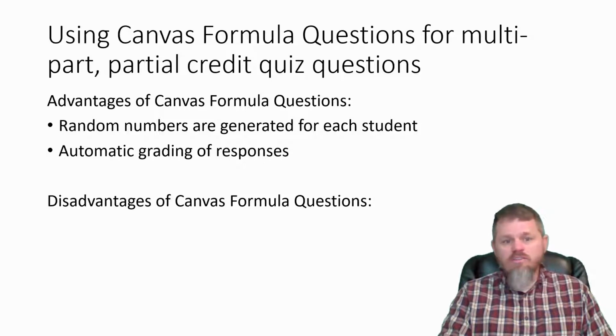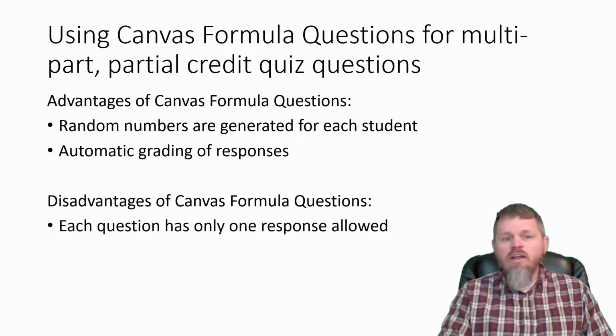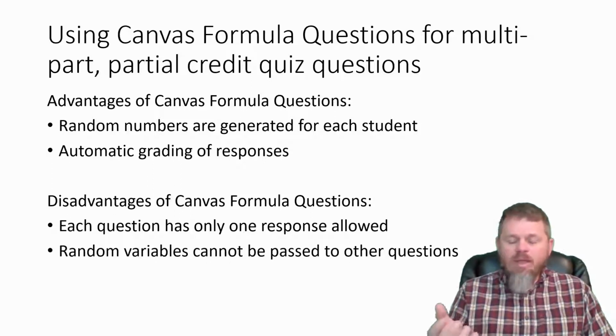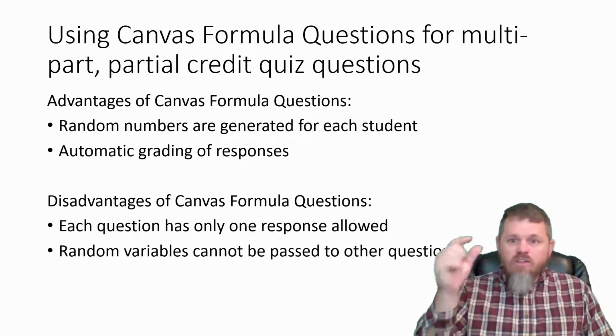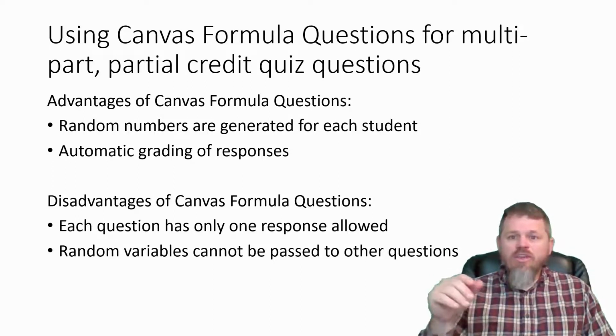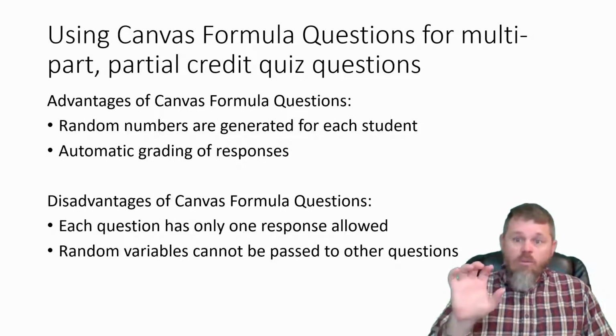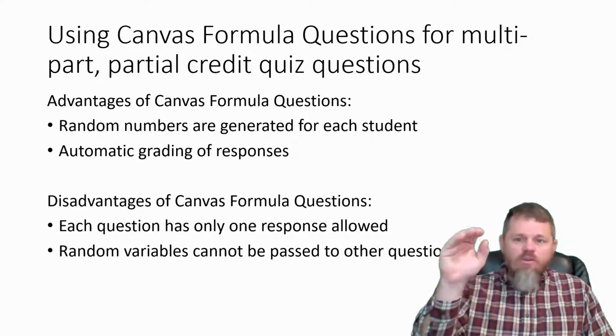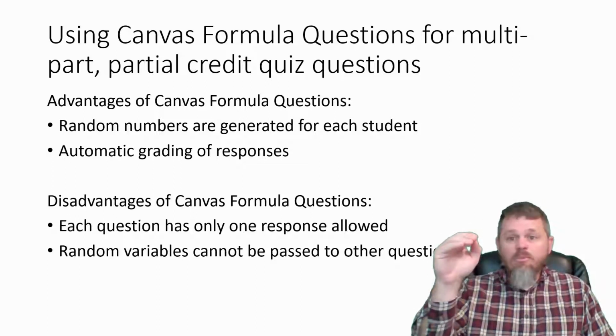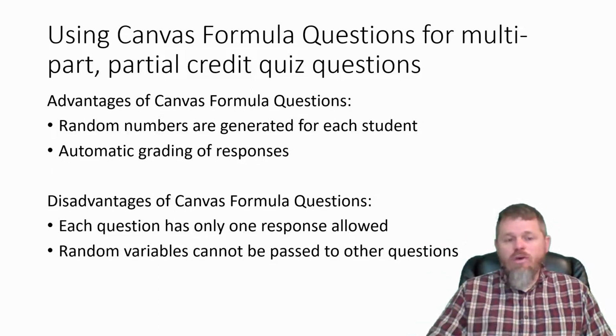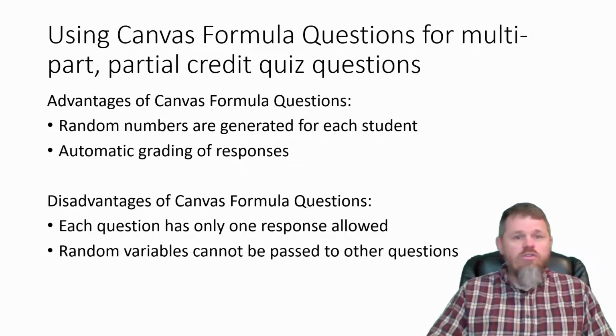But the disadvantages of the Canvas formula questions are that each question only has one response allowed. In other words, I can't ask a multi-part question. And that kind of goes into the next. You might think, well, maybe I can just ask one question and the next question will relate to the first one. But you can't pass random variables from one question to another. In other words, if I talk about A, B, and C for question 1 and there's random numbers generated, there's no way to get those same random numbers for the next question. So those ones are huge problems.